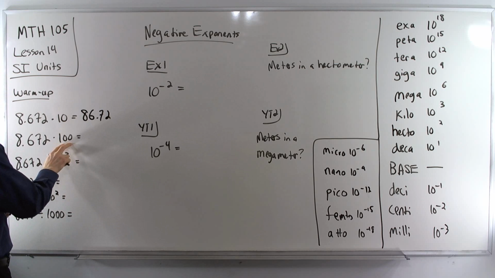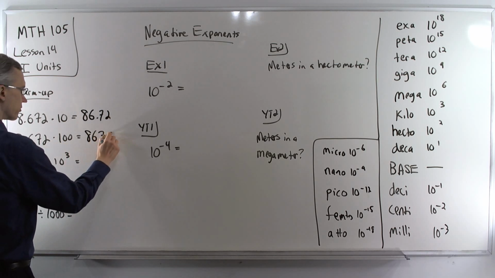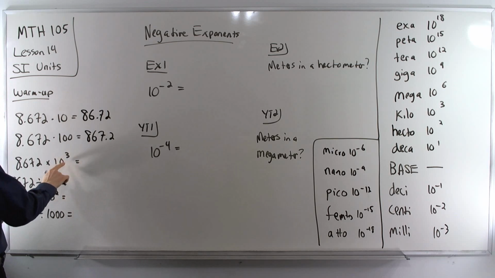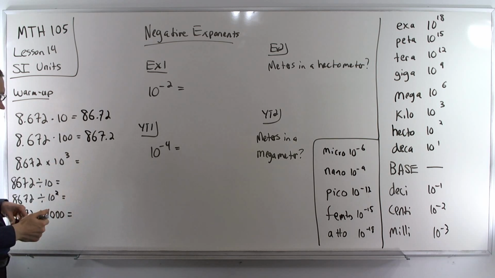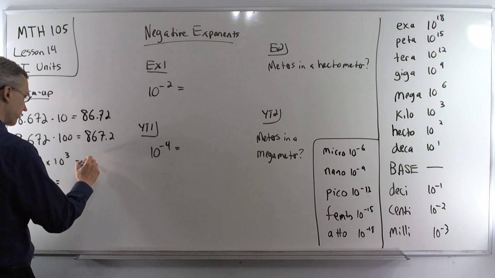86.72. Next one, 2 zeros, two places to the right. 867.2. And now I've got 10 to the third. That's just like writing a 1 with 3 zeros, so 1,000. So move it three places to the right. 8672.